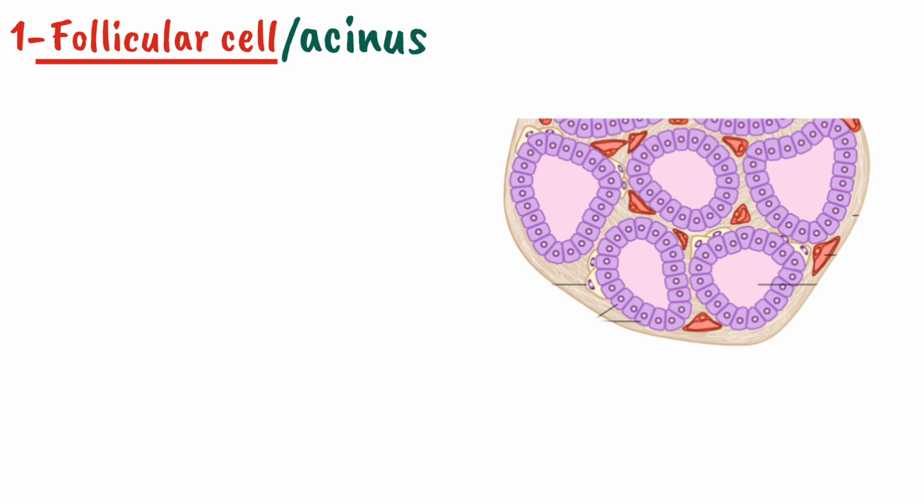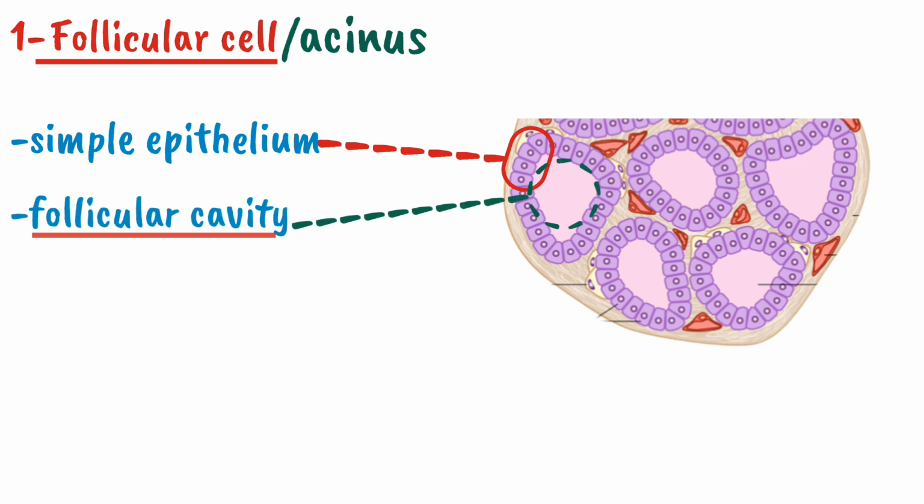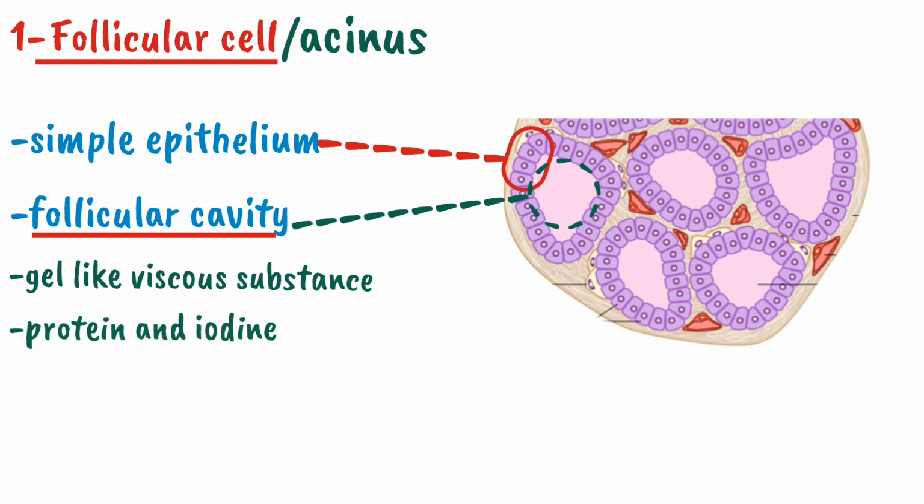The follicle or the acinus, which synthesizes the thyroid hormone, consists of a simple epithelium which encloses a cavity called a follicular cavity. The follicular cavity consists of a gel-like viscous substance which consists of protein and iodine, called a colloid. You can see in this diagram that the surrounding cells are the simple epithelial cells and the central cavity is called the follicular cavity, which consists of a colloid.